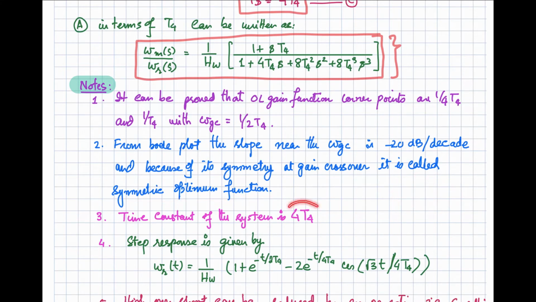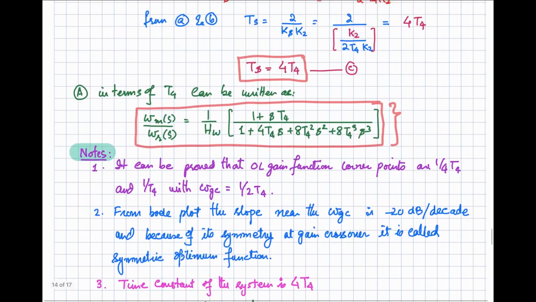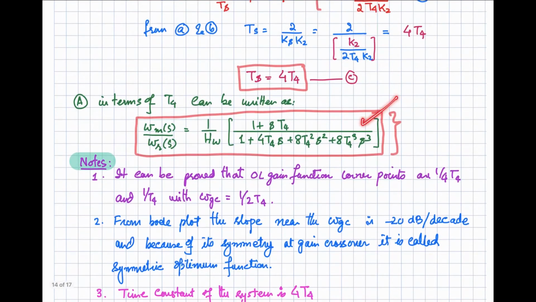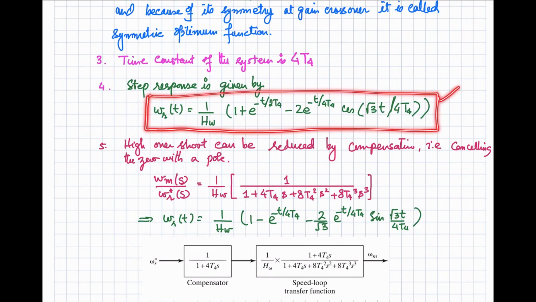The time constant of the system is 4t4 because the speed loop is the outer loop, and as we have just seen, t4 is the time constant of that speed loop. So the time constant of your system is basically the time response of your outer loop, and the outer loop is the speed loop, so its time constant is 4t4. If you take the Laplace transform from this equation, you can represent the speed in terms of t4 with the help of this equation for the step response.